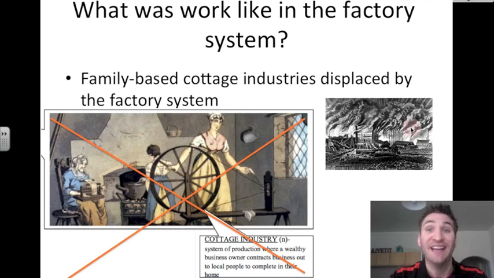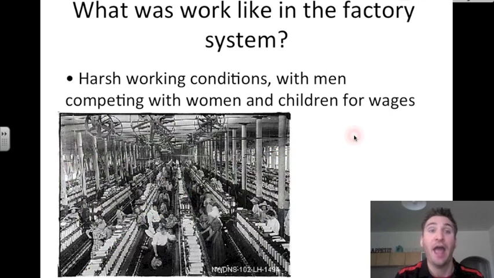What was work like in the factory system? As we learned previously, the family-based cottage industries were displaced by the factory system. No more working at home. You had to work in cities, in these crowded, dirty, unsafe factories. And as I said, there are harsh working conditions within these factories, and men are competing with women and children for wages.